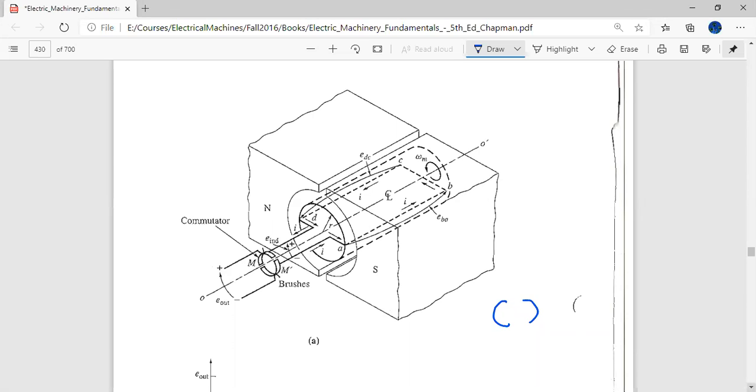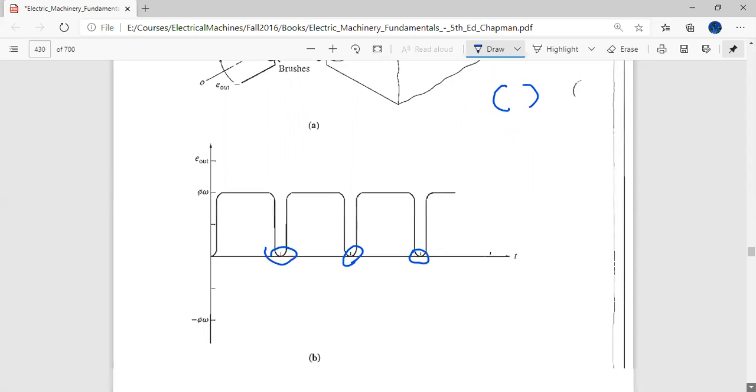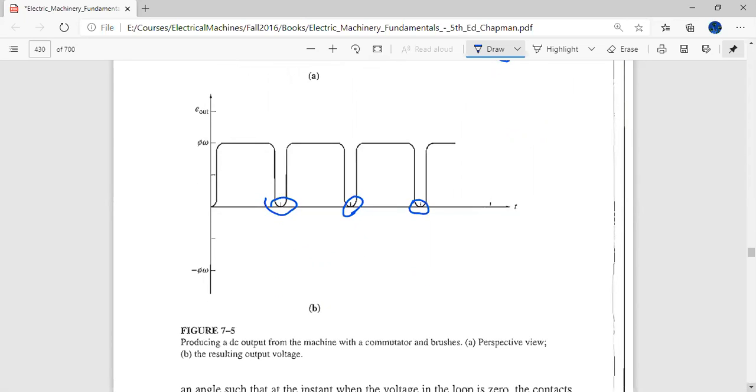You must have already studied this in physics in your previous years. So instead of the AC voltage, you are going to get a DC voltage, but it will still be a pulsating DC voltage, because a few times when the plane of the coil is in the air gap, it goes to zero, because there is no presence of the B field in that air gap.